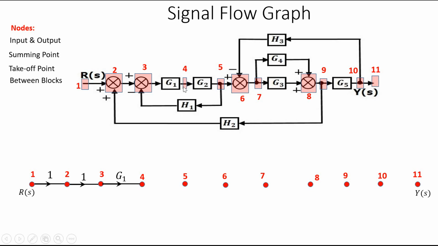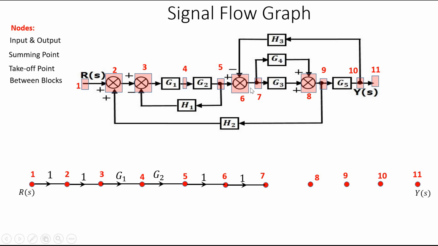Similarly, from node 4 to node 5, the direction is 4 to 5, and there is a gain G2. So we have to mark the gain as G2. Similarly, 5 to 6 is only an interconnection between a takeoff point and summing point, so just an arrow mark 5 to 6, and 1 is the gain. 6 to 7 also is only an interconnection, so only a branch with gain 1, arrow mark from 6 to 7.